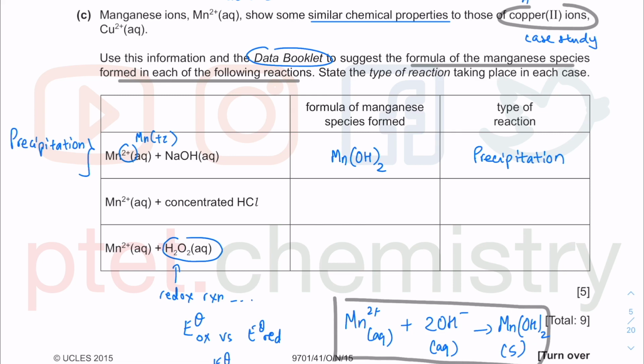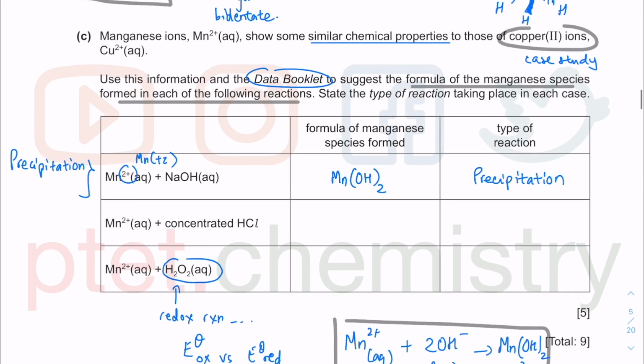And the next one, if they say behave just like copper 2+, you can put down the one with 4 H2O, where you replace 2 water molecules with OH- and the charges cancel out. Or you can write Mn(OH)2 with 2 hydroxide and 4 H2O, not 6, because you only replace 2 out of the 6 waters, so there are 4 water. That should be okay as well, just like copper 2+ chemistry.